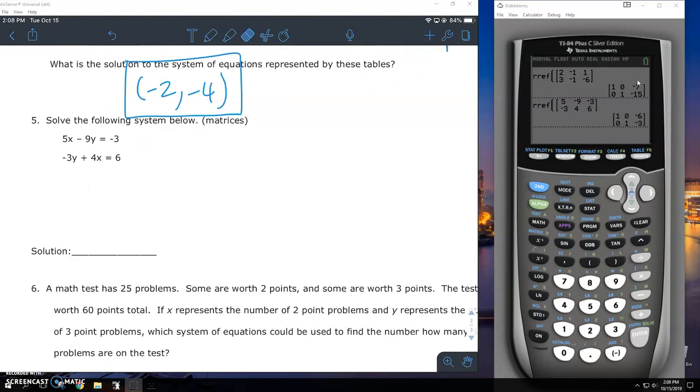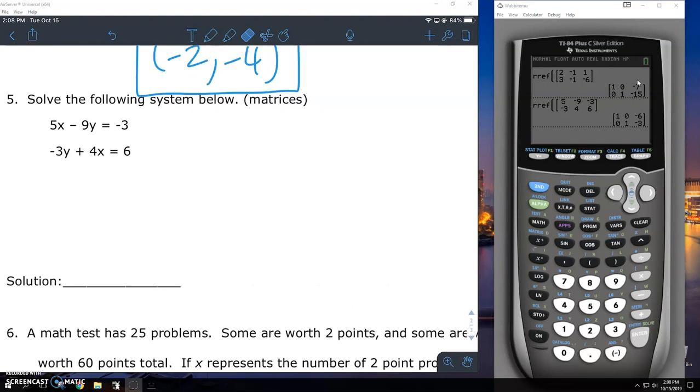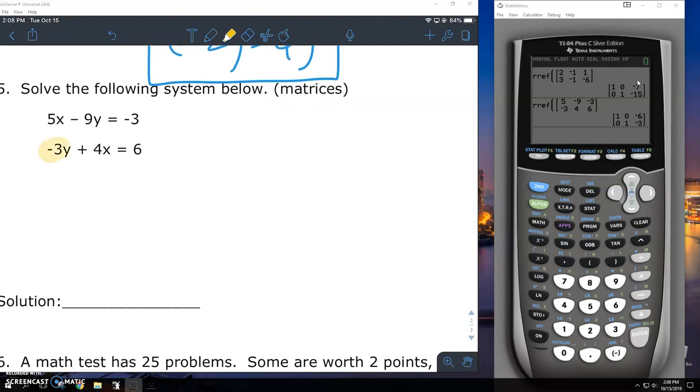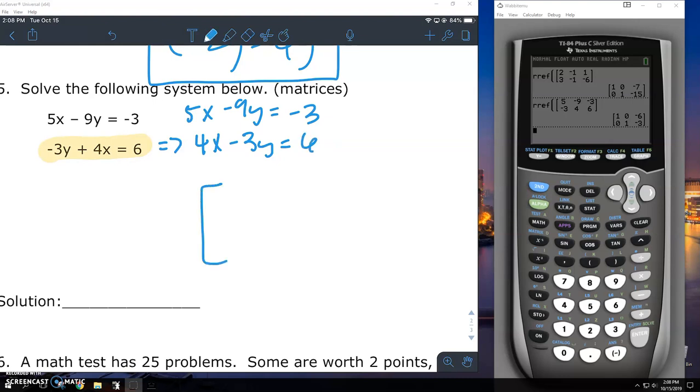Number 5 says solve the following system below using matrices. Okay, this one is a little different from our last one because if we look at that second equation, it's not in the same order as the first one. Our y value is first and our x value is second. So I'm going to rewrite this to say 4x minus 3y equals -3. So now that everything lines up, sorry, that doesn't equal -3, that equals 6. Now I can go ahead and write the matrix that I'm going to type in. So 5, -9, -3, and 4, -3, 6.